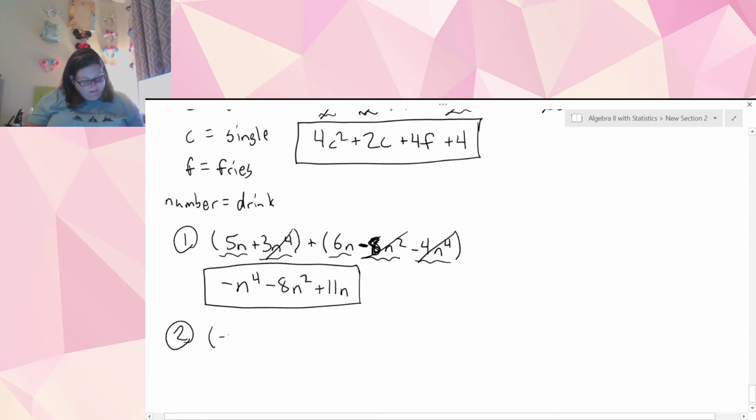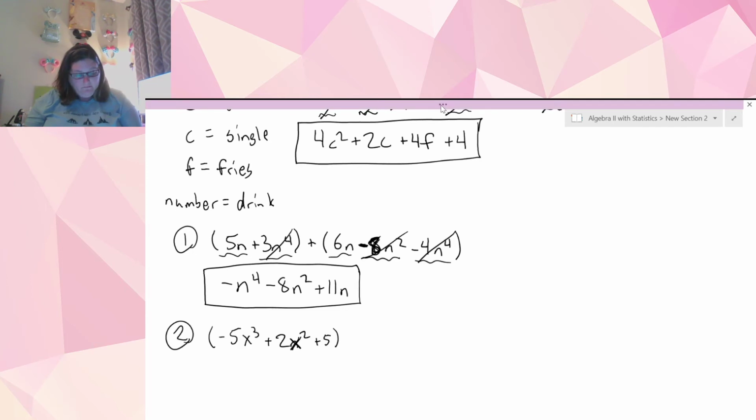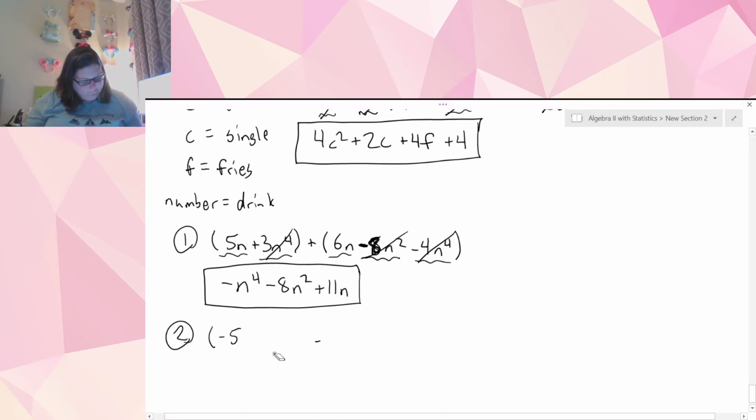So next one, we have negative 5x to the third plus 2x squared plus 5. I wrote the wrong problem down, I'm sorry. Let's go back on that one. So I have 2d to the fourth plus 9d to the third minus 8. We got a little lag there.